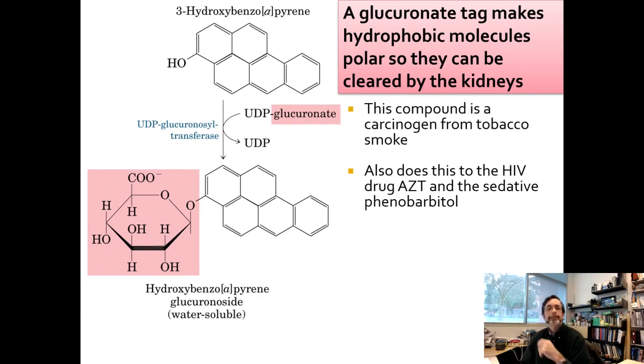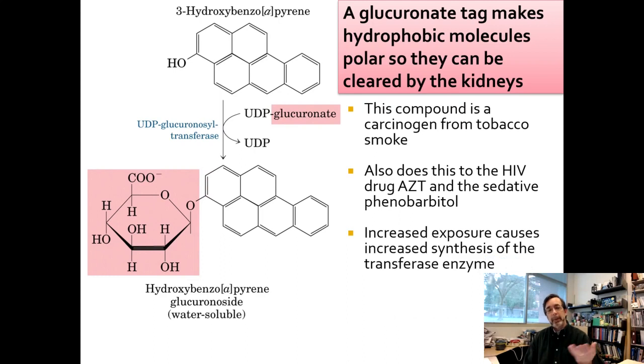But so this enzyme basically just has a really hydrophobic site that goes around and clears up these hydrophobic pieces of crud from your body. It also does this with AZT, the HIV drug, and the sedative phenobarbital. Those are both very hydrophobic, so they stick to this enzyme. And they both are made more soluble by a glucuronate tag. And it starts with a UDP joined molecule.